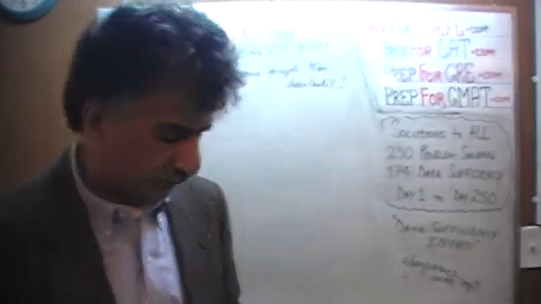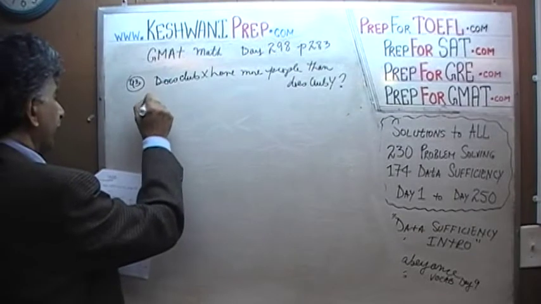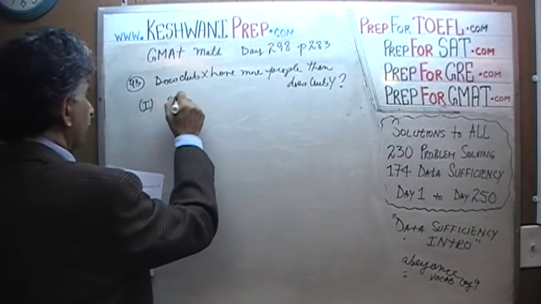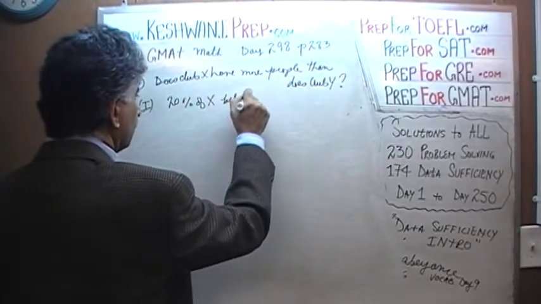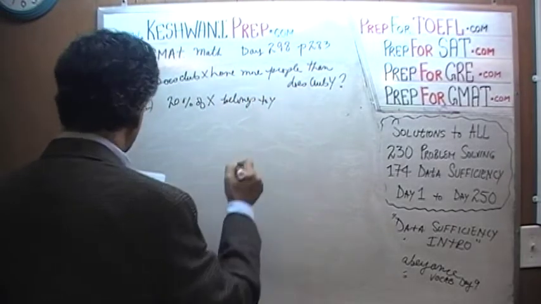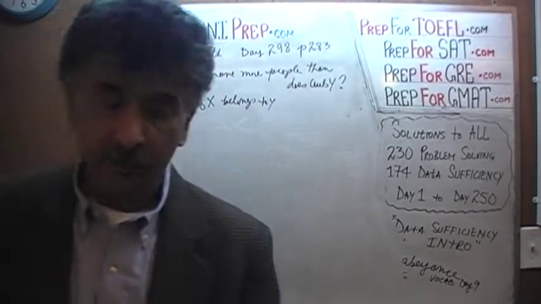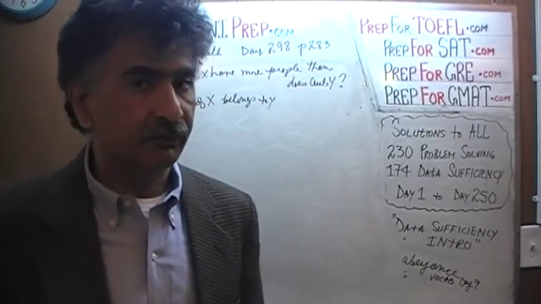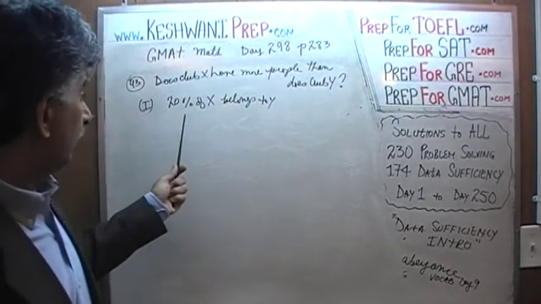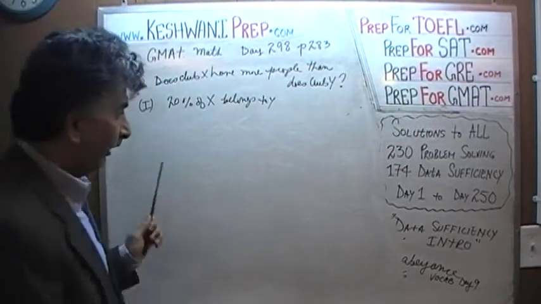Let's see what they tell us. In the first statement, they tell us that 20% of X belongs to Y. Now does that enable us to ascertain if one club has more members than the other? The answer of course is no. All we know is that 20% of X belong to Y.